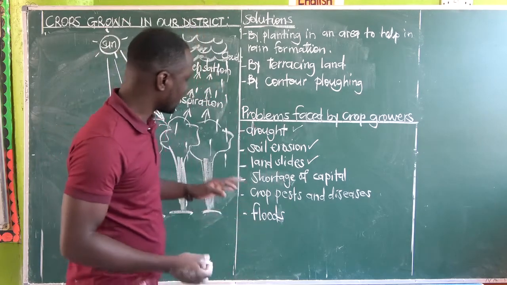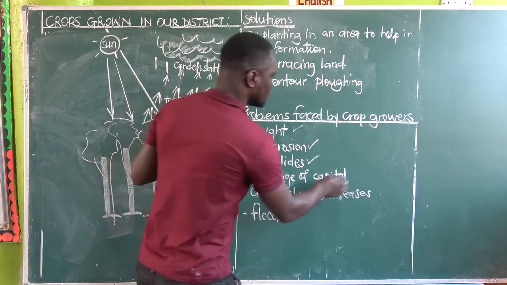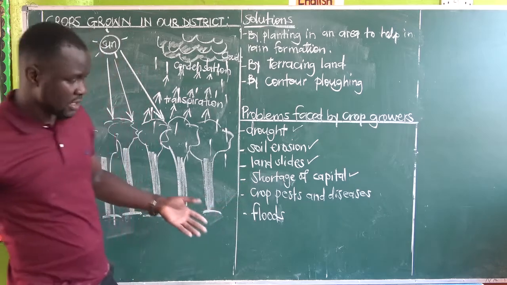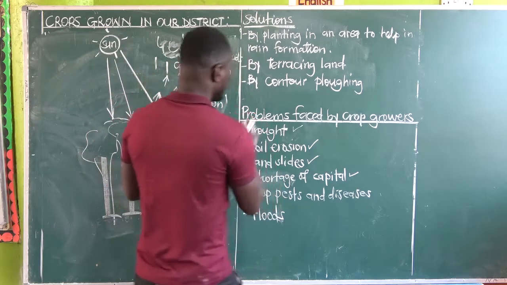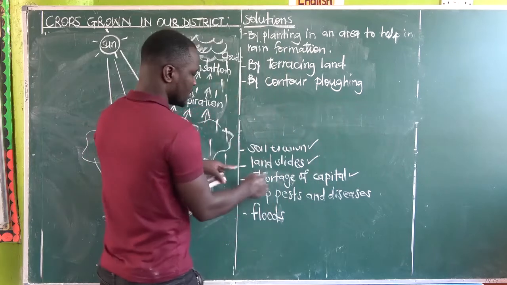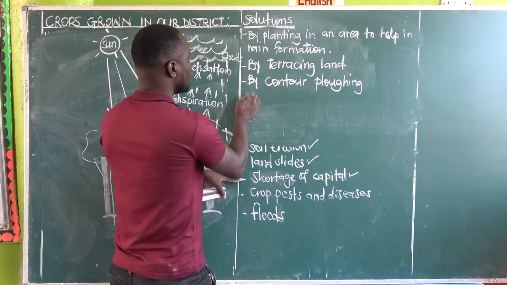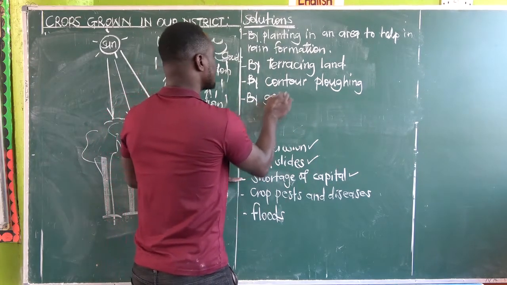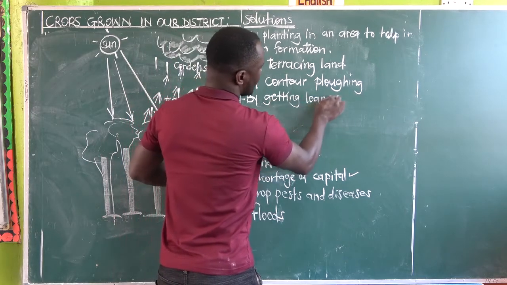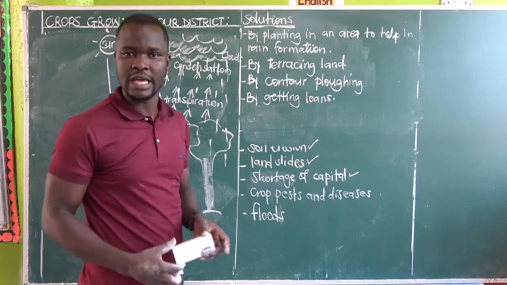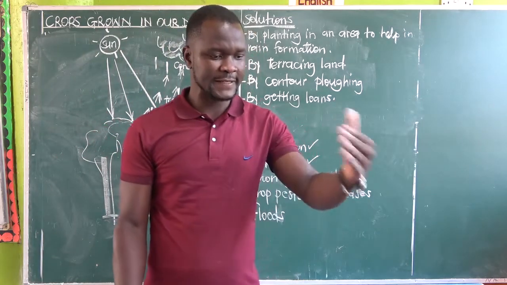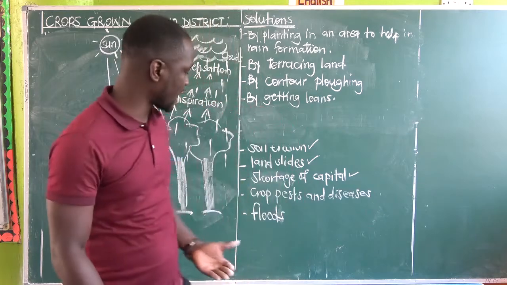And then we have another problem of shortage of capital. What should be done? People should get loans. Let me rub this as we are continuing with our solutions downwards. So we are on this of shortage of capital. People can get loans. And when they get loans, it means they will be able to get the money that they can invest or put into the farm activities.